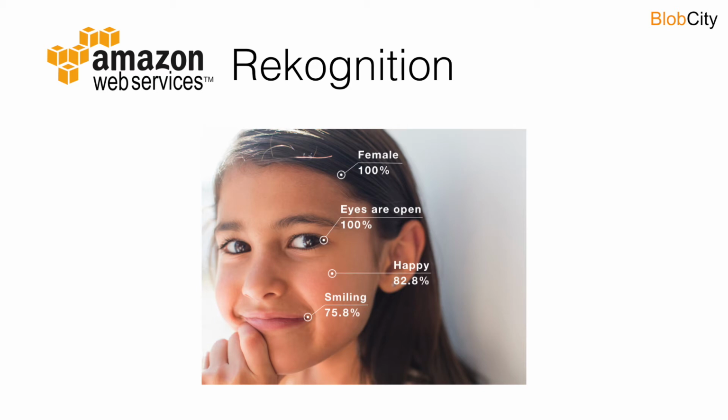Amazon Rekognition is also good at analyzing facial parameters. It can detect gender, open and closed eyes, even the current expression or feeling the person is expressing.